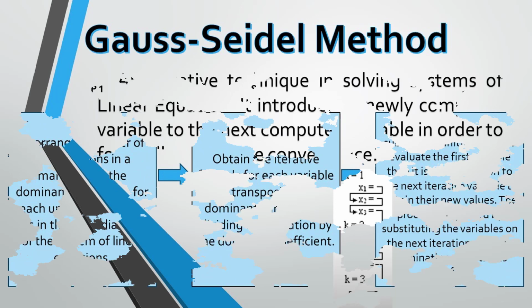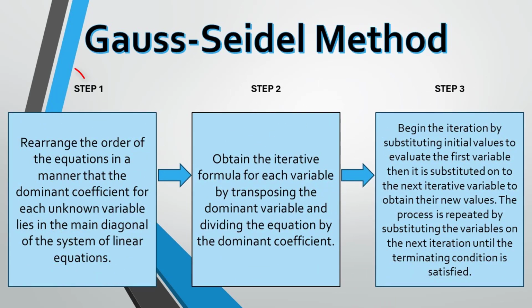The method follows 3 steps. Step 1. Rearrange the order of the equations in a manner that the dominant coefficient for each unknown variable lies in the main diagonal of the system of linear equations.